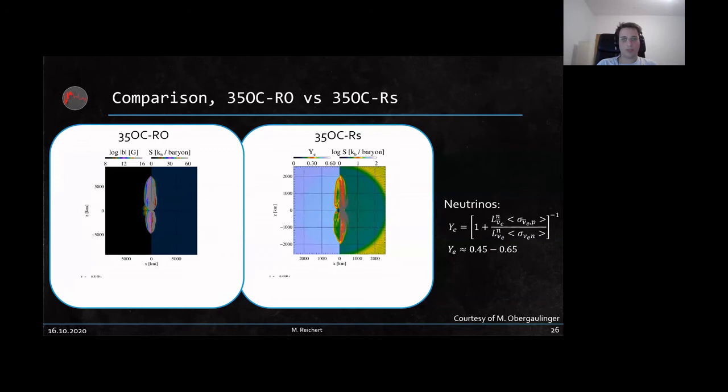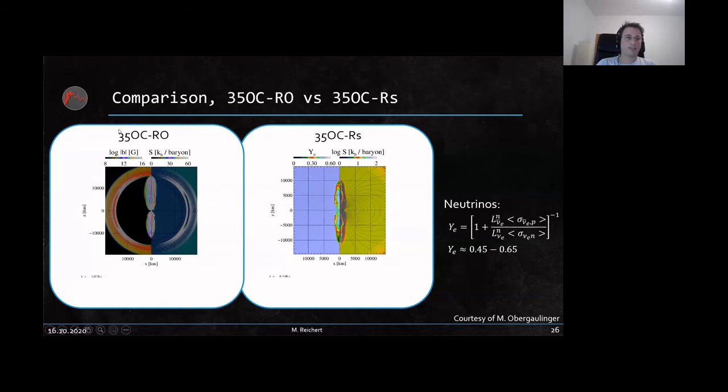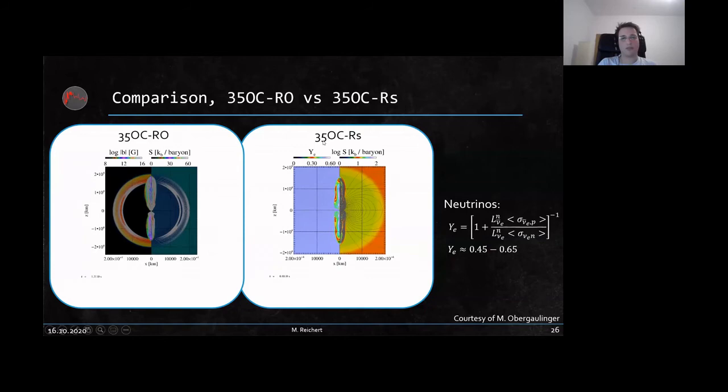So this is the reason that basically in the left model, in the reference model, there's no ejecta that reaches these neutron-rich conditions compared to the model with the strong magnetic field.